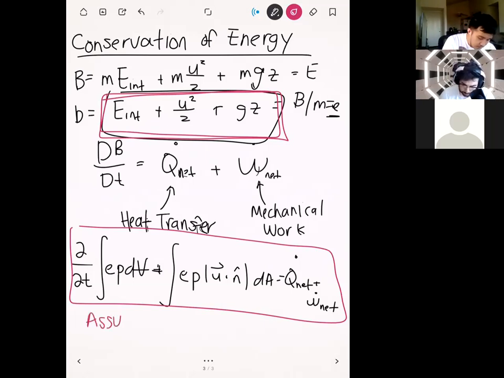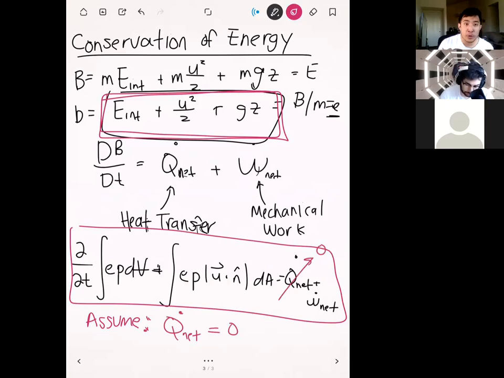One more assumption, just before we move on to the next page, and it has to do with the heat transfer term. All the heat transfer stuff I'll leave for 407 next semester, so we're not going to consider it that much in this class. Most of the time, we're going to assume that Q dot net is equal to 0.